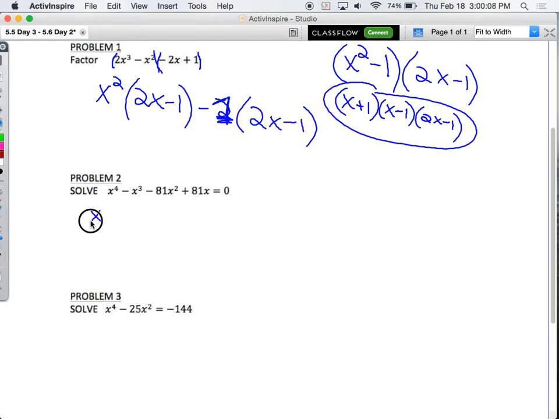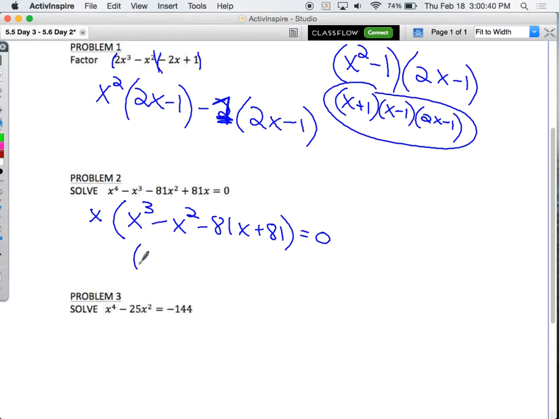So taking out an x, left inside, all of these terms have an x removed from them, or divide all of these terms by x. So we'd be left with x cubed minus x squared minus 81x plus 81 equals 0. At this point, kind of forget about this x over here. Just factor this middle part, and then at the very end, we'll tack on this x out here.